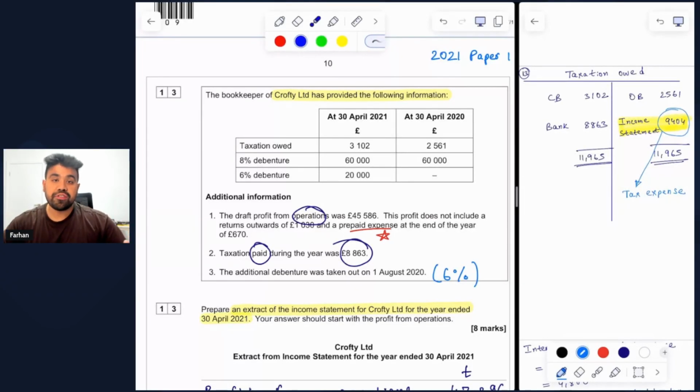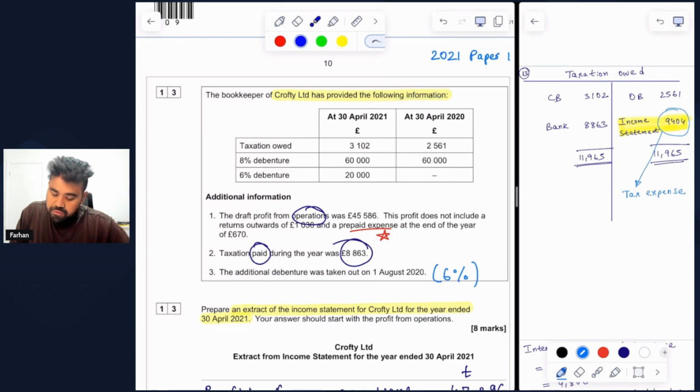This question relates to the preparation of financial statements for limited companies. This is question number 13, taken from 2021 Paper 1 exam. The bookkeeper of Crofty Limited has provided the following information.